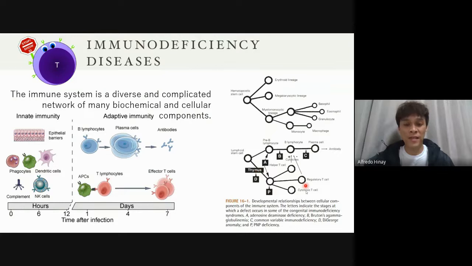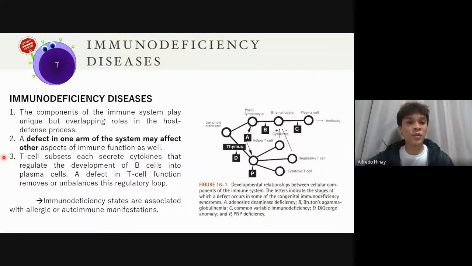So kung magka-problema si T cell, class, magkakaproblema din si B cell. Why? Because your T cell will produce cytokines for the maturation of your B cells. So if we have a T cell problem, along the way, your B cell will be affected. This is why in your book, class, immunodeficiency diseases are the components of the immune system that play unique but overlapping roles in the host defense process. Ibig sabihin, your immune system may activate both your innate and your adaptive arms, or overlap, to kill a certain infectious agent.